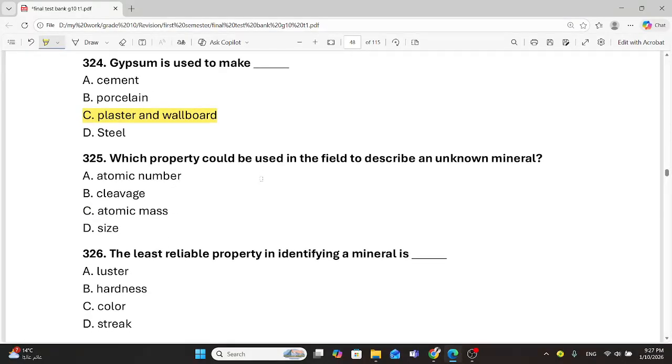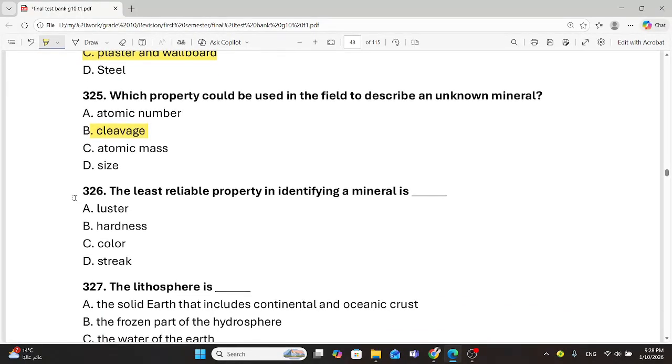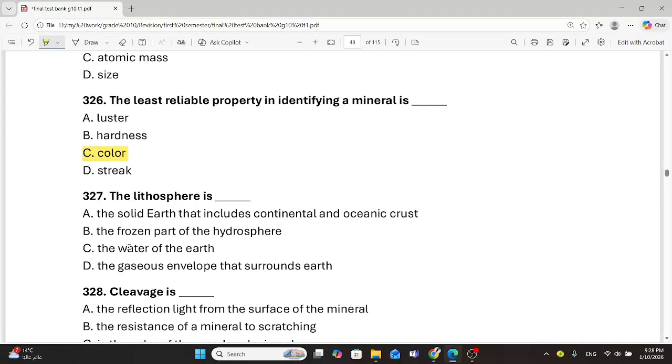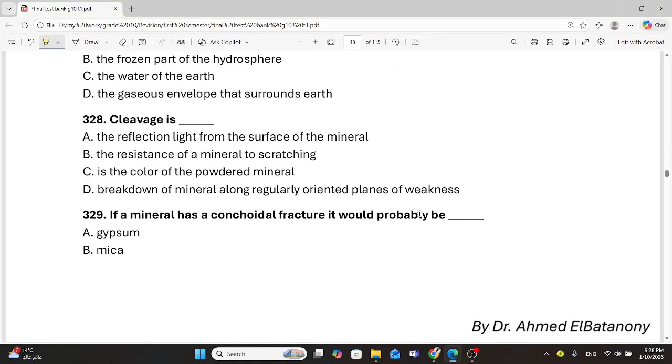Which property could be used to describe a mineral? Atomic number or luster? Of course luster. The least reliable property in identifying a mineral is color. Lithosphere is a solid sphere that includes the continental and oceanic crust. Cleavage is the breakdown of a mineral along regular oriented planes.